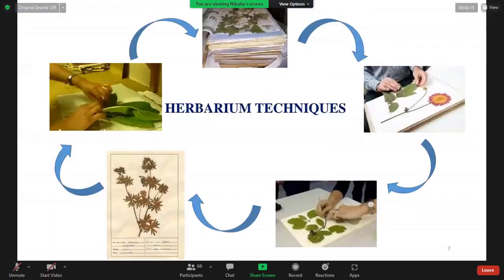Here you can see in this slide all the steps in mounting, stitching, and preparation of the herbarium.